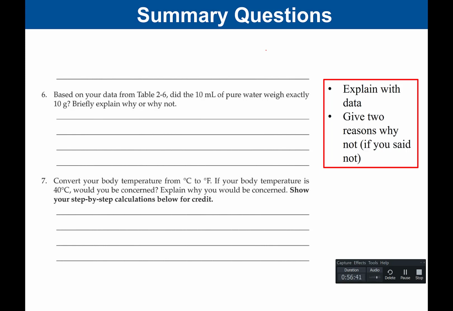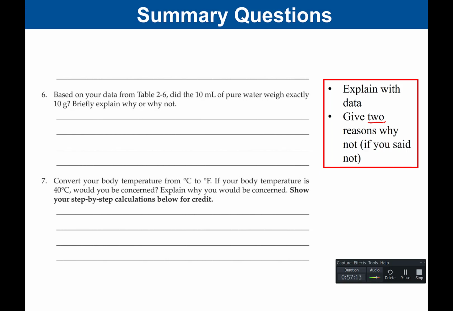So that's the first thing. So explain with data. If it did not measure 10 grams, so if you said that it wasn't accurate, it wasn't 10 grams, I want you to come up with 2 reasons, not just one reason, that it didn't weigh 10 grams. So what you're looking for is 2 things that might have made it so that the water did not weigh 10 grams.